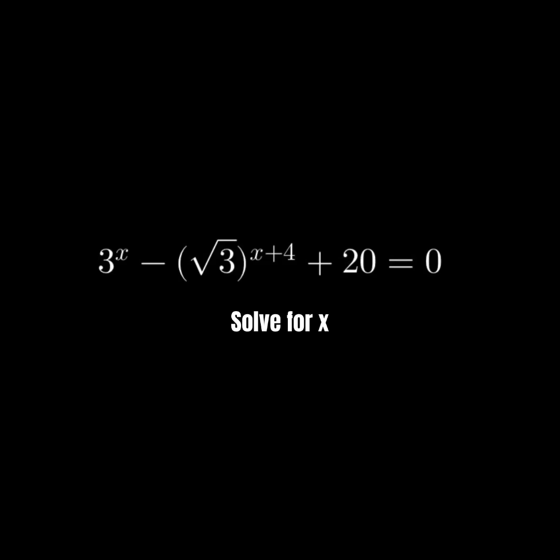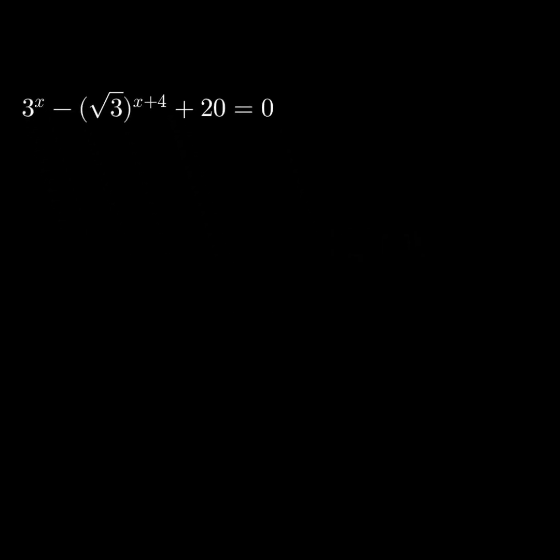On today's video, we are going to be solving this particular problem. We're asked to find the value of x in this equation: 3 to the power of x minus (root 3) to the power of x plus 4, plus 20 equals 0. For us to be able to evaluate this question, we are going to be solving it step by step.